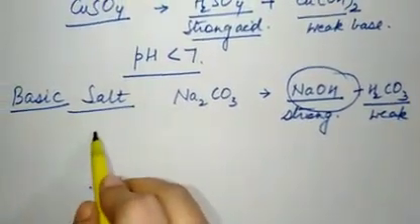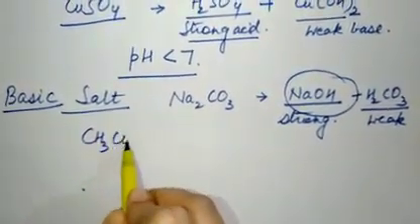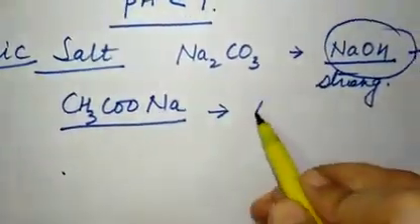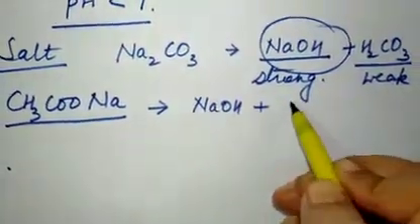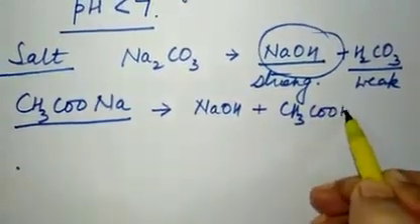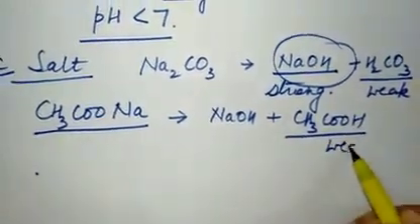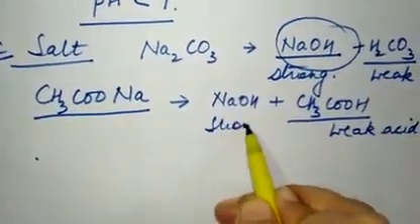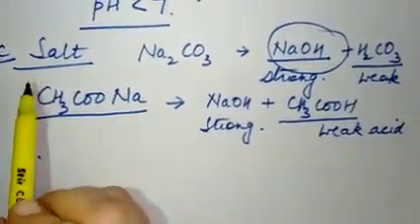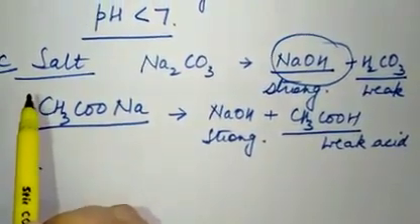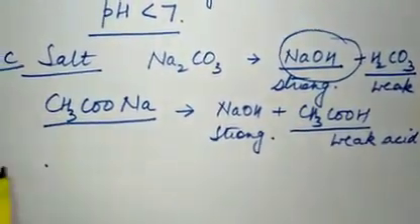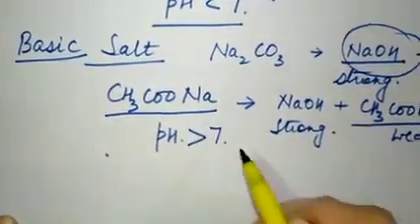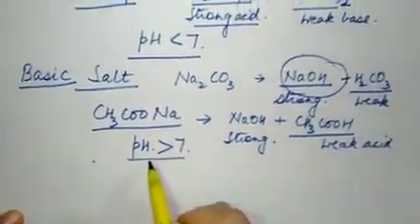Let us take one more example like CH3COONa, sodium acetate. Now this is made up of again NaOH plus CH3COOH. Acetic acid is a weak acid, and the base is strong. So naturally again the salt will be basic salt. This is a basic salt, so the pH will naturally be more than 7.